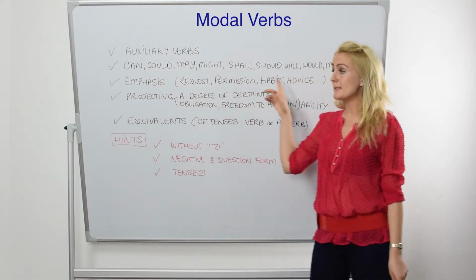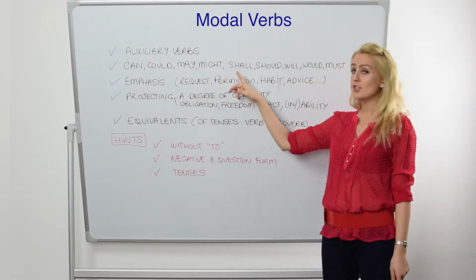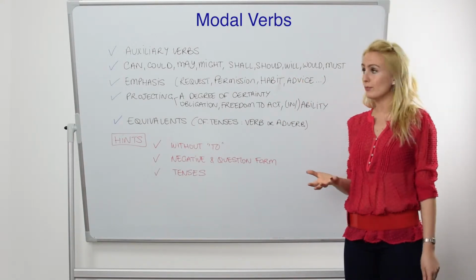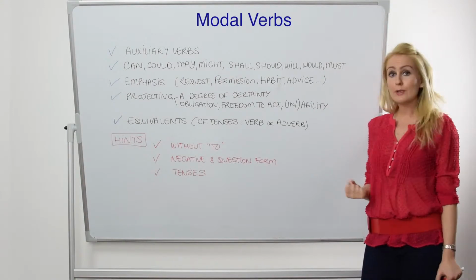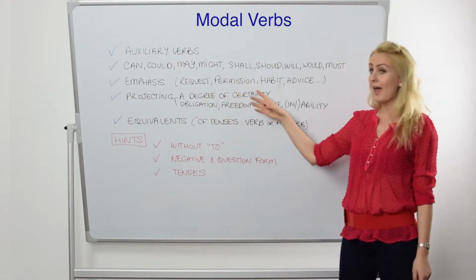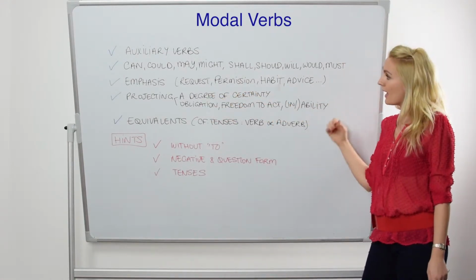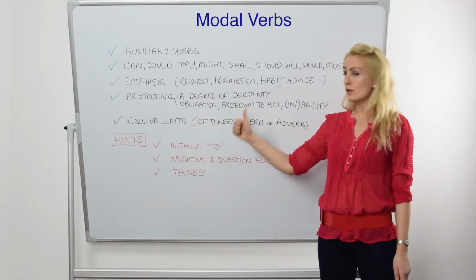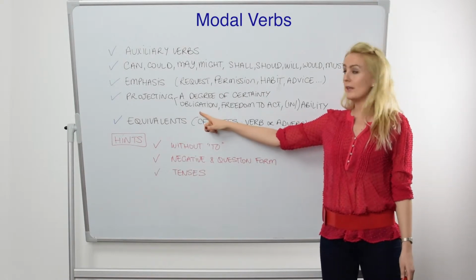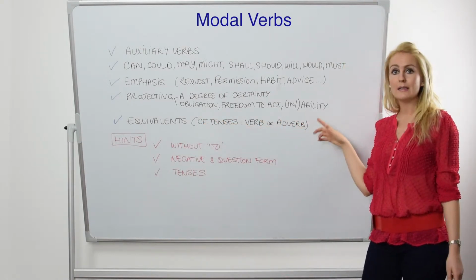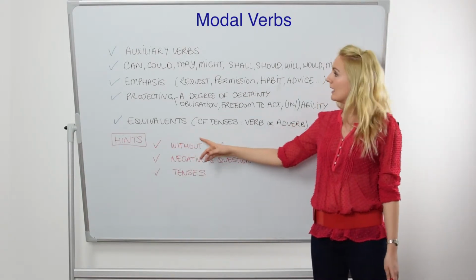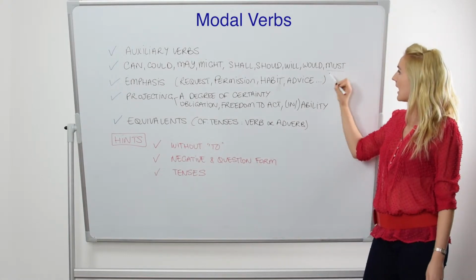This is a list of modal verbs here. Can, could, may, might, shall, should, will, would, must, and in certain grammar books, ought to also appears on that list. Now, when do we use modal verbs? We use them when we want to emphasise something: a request, permission, habits, or even advice. And they always project either a degree of certainty, is something possible, improbable, certain, or an obligation, freedom to act, inability or ability.